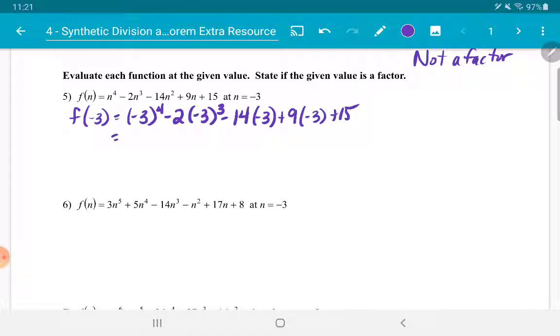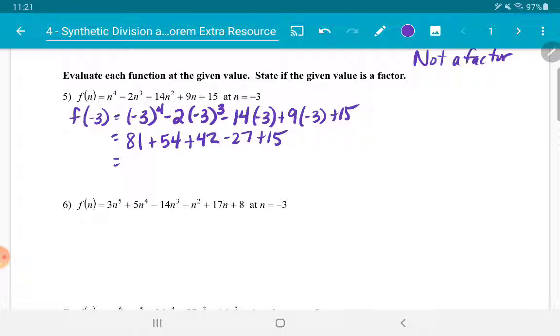So then we're just going to evaluate. -3 to the 4th power is 81. I'm just checking myself because it's been a long day. Yep, 81. And then we've got -3 to the 3rd is -27 times -2 is a +54. We have -14 times -3 is +42. 9 times -3 is -27, plus 15.